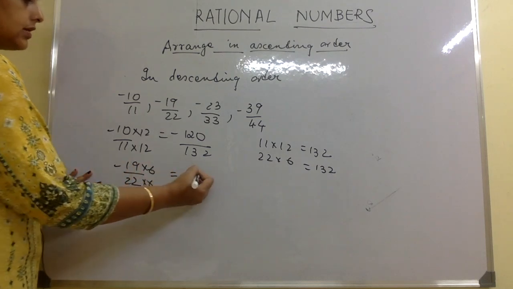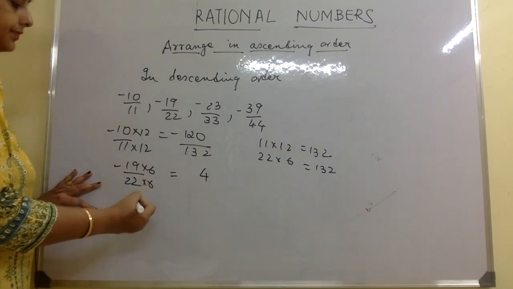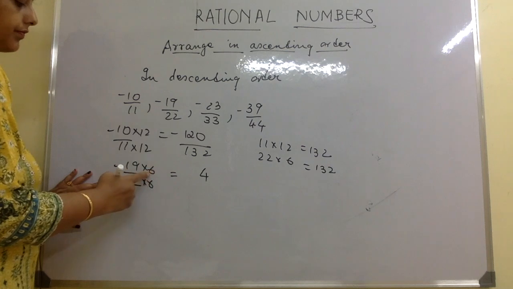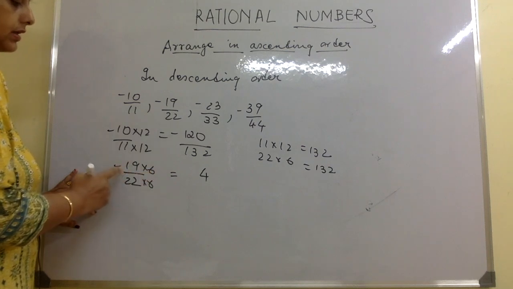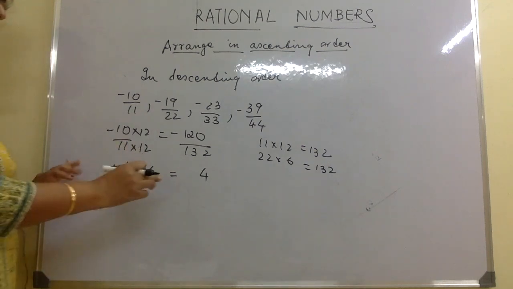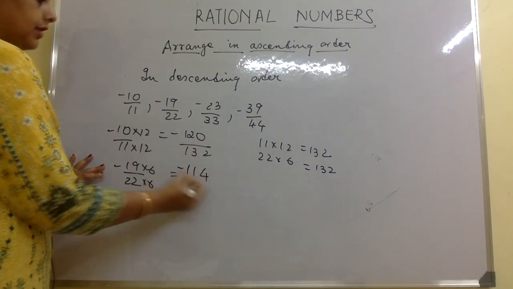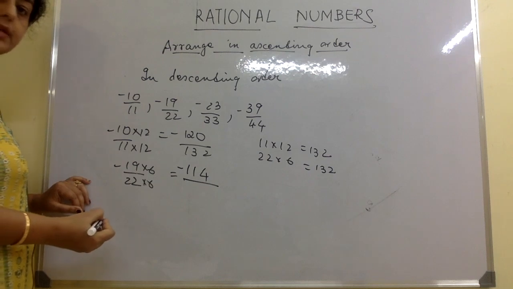So 9 6s are 54 and 5. That is 9 6s are 54 and 6 1s are 6. So this is 100 and minus 114, isn't it?